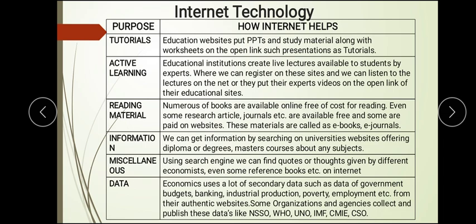Then after, information regarding different universities, colleges and degrees, you can get knowledge about the subject. Miscellaneous, you find different quotes and thoughts given by economists, or the different books they have written, can be known to you. And lastly, data about banking, industrial production, government budgets, poverty and employment, different things you can get from different organizations from their authentic websites. If you go with that, you get the perfect data. So this is how the internet helps in studying the subject economics.